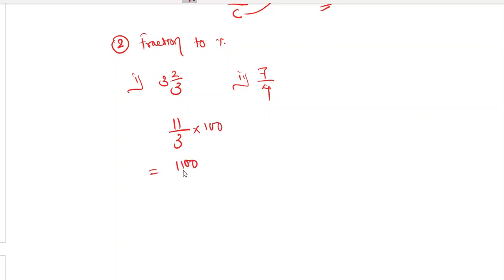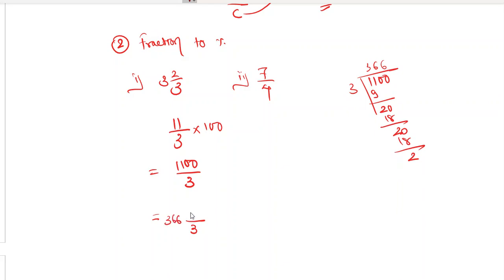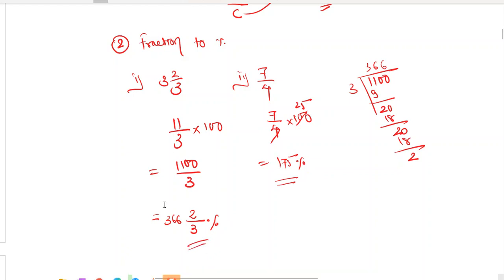So you get 1100 by 3. If you divide 1100 by 3, what do you get? 3 threes are 9, 2 3 6 are 18, 2. So basically you get 366 and a remainder over here. 366 2 by 3 percentage, right? 7 by 4. Let's multiply 7 by 4 by 100, and this will cut 25, and 25 sevens is 175 percentage, right? So 366 2 by 3 and 175.